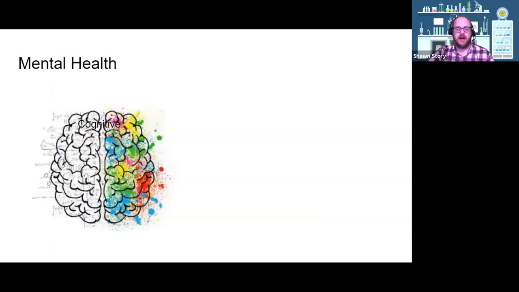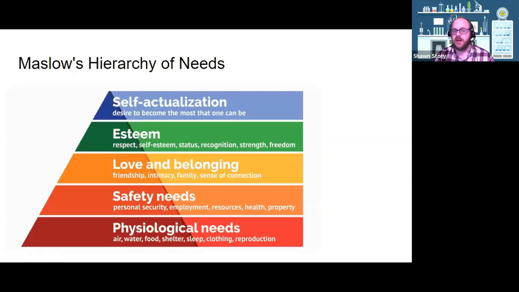Moving on, our next topic we really wanted to get at was mental health. Something a lot of psychologists talk about is Maslow's hierarchy of needs. Have we heard about Maslow's hierarchy of needs before?